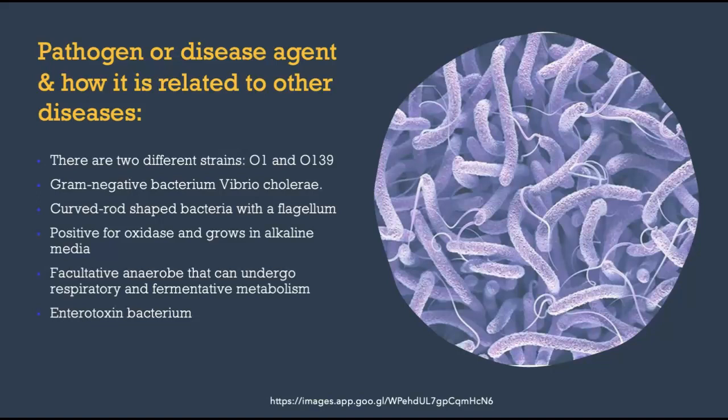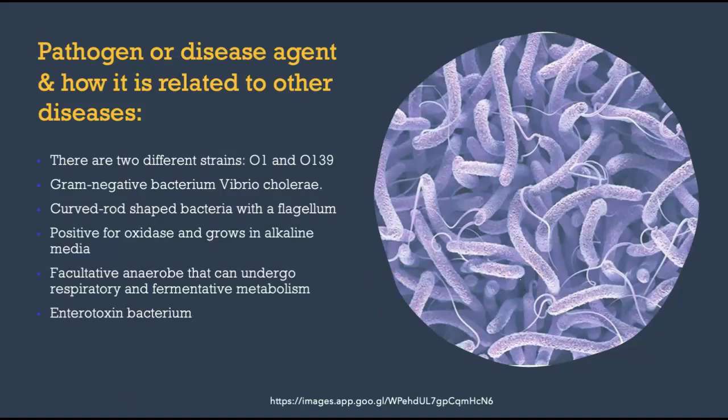Cholera is a bacterial disease that causes severe diarrhea and dehydration. There are 2 strains of cholera: O1 and O139. The causative agent of cholera is the gram-negative bacterium Vibrio cholerae. It is a curved rod-shaped bacteria with a flagellum, as you can see in this photo right here.